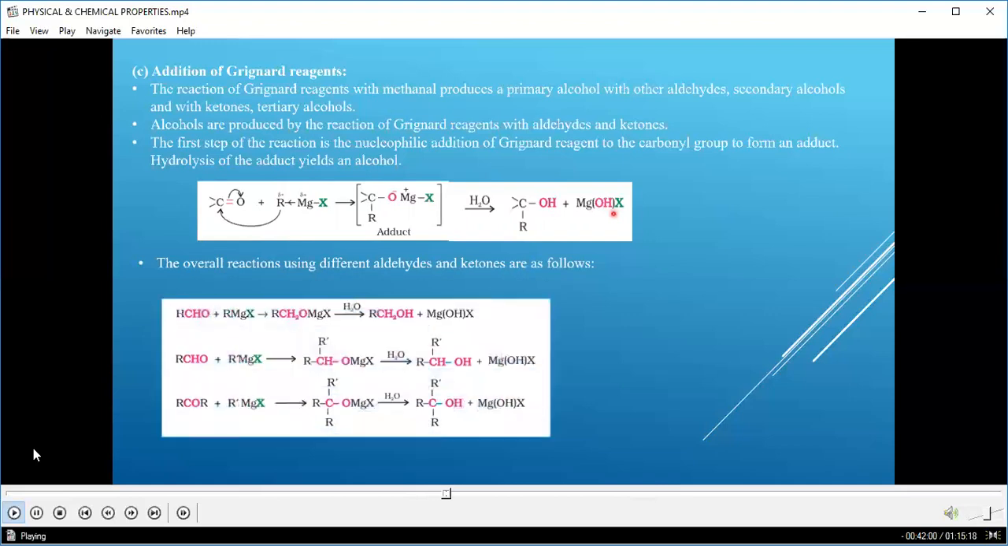So the overall reaction using different aldehydes and ketones are as follows. As I told you, formaldehyde will give you primary alcohol. Yes, you can check the number of carbon atoms in the reactant and the product. The alkyl group that is used in your Grignard reagent, the same alkyl group will be obtained in the product. For example, if you want to obtain ethanol, then your reactant will be formaldehyde only, because you want to obtain primary alcohol.